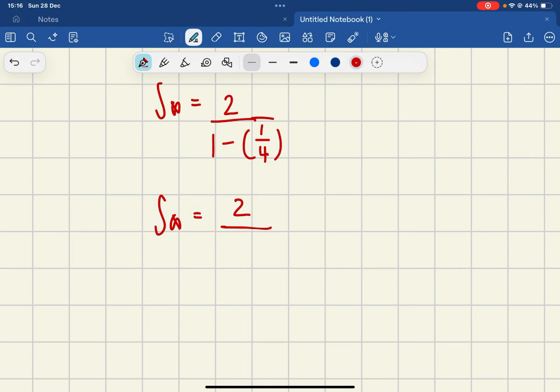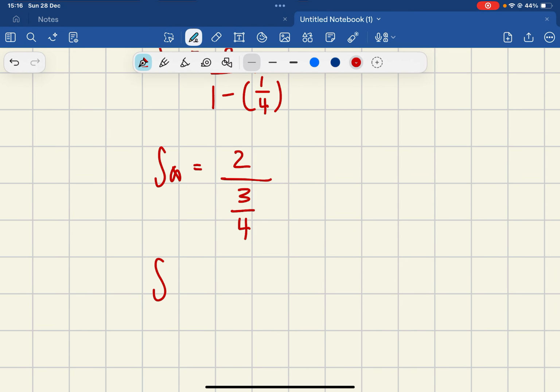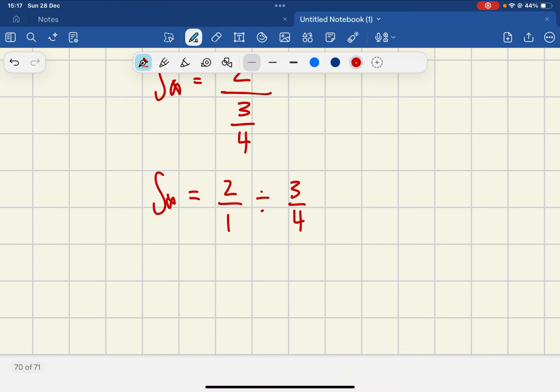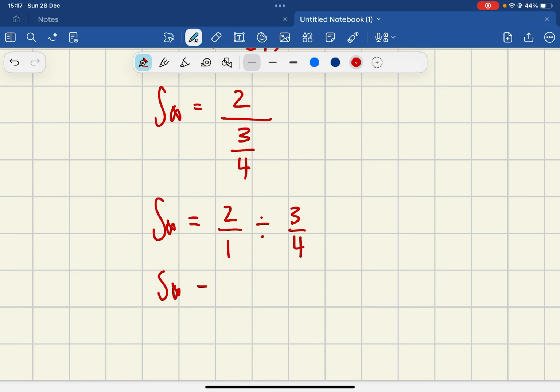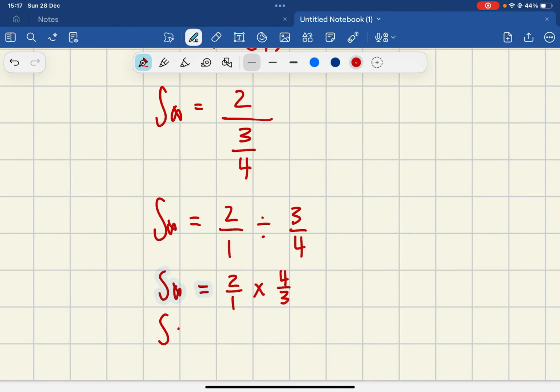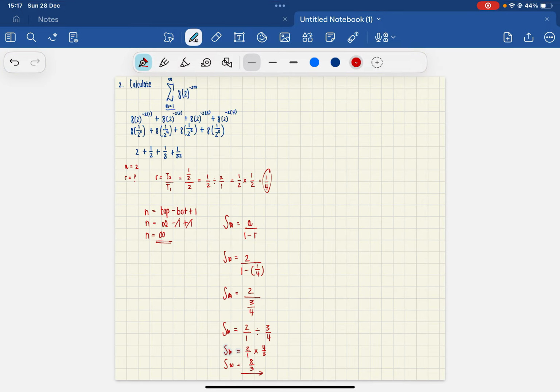Okay, so we'd have 2 divided by 3 over 4. S of infinity would be 2 divided by 3 over 4. And we know mathematically we flip and multiply when we have a fraction divided by another fraction. So we then have 2 over 1 multiplied by 4 over 3. As such, S of infinity is equal to 8 over 3. Okay, boys and girls, that's our S of infinity.